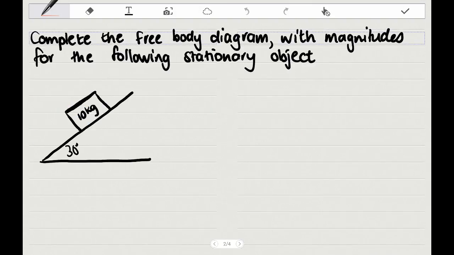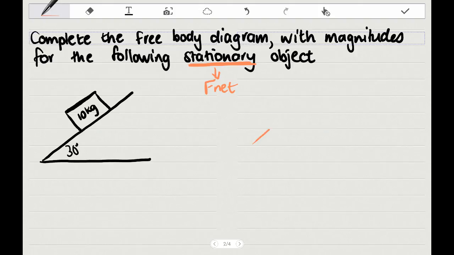Okay, so this is complete the free body diagram. Magnitudes for the following stationary object. Now the object is stationary, which means that the F net is 0. Okay, and we must remember that there's two planes. We work in two dimensions. Okay. And if it's completely stationary, that means the F net in both of those dimensions are 0. Okay, so before we get along to that, let's draw it and then I'll explain what I've said.